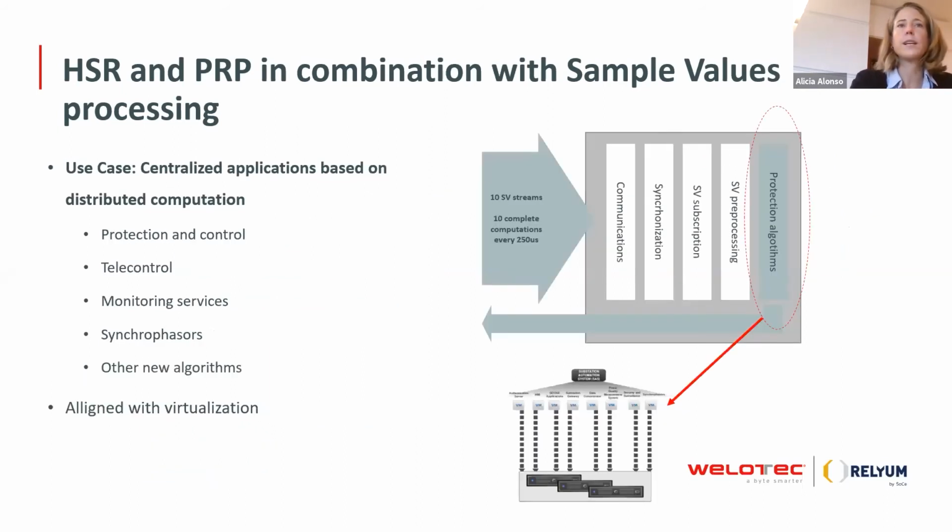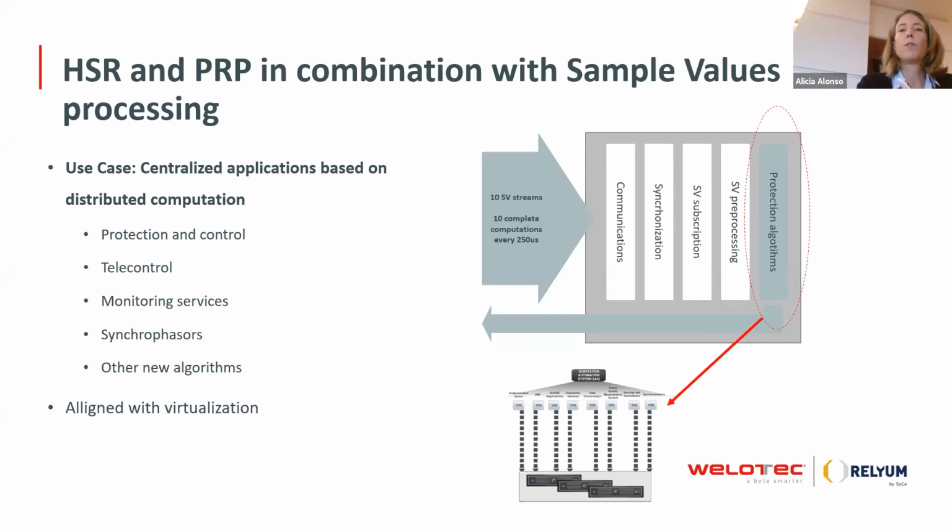I was talking about centralized applications. Suppose an example, a central protection, which is something that is being considered in some utilities. We've been working closely with some companies that are working on R&D projects related with this new concept. You have to manage HSR and PRP communications, PTP synchronization, sample value decoding, and the preprocessing that is needed for doing the detection of the fault.